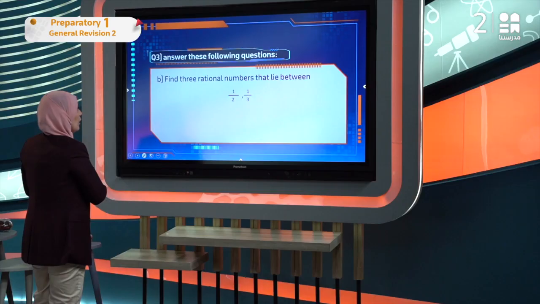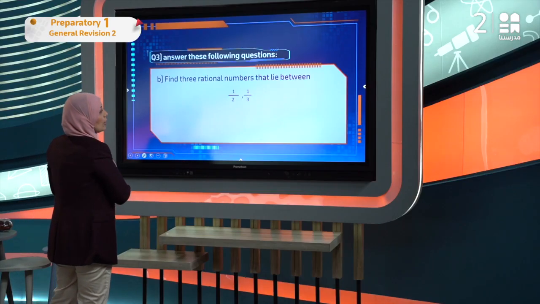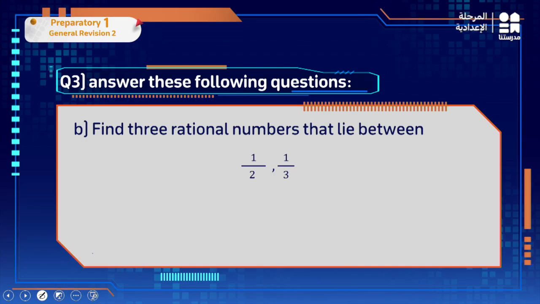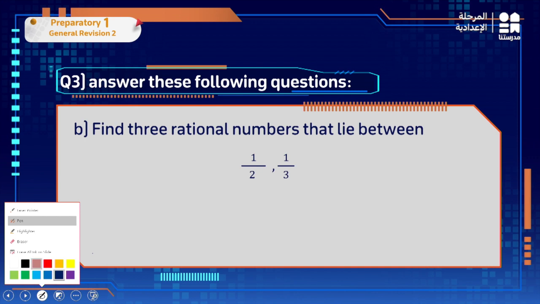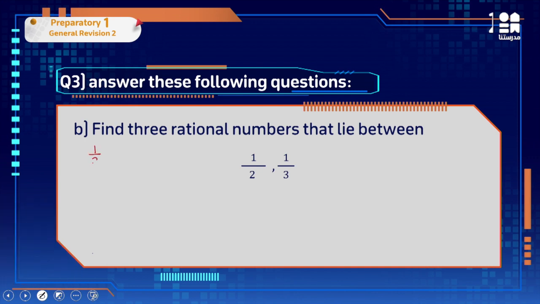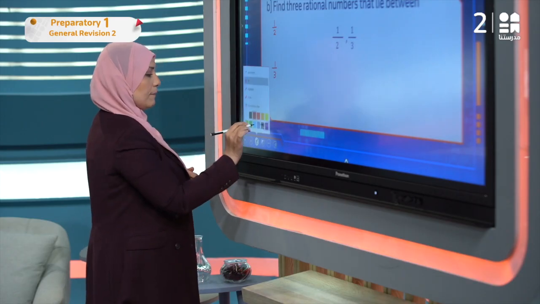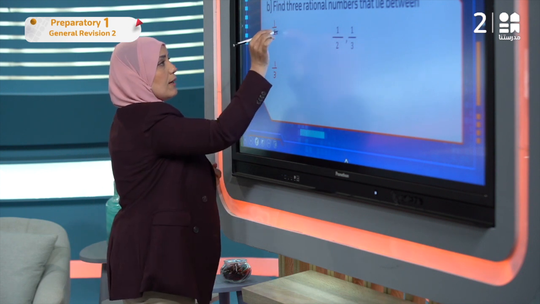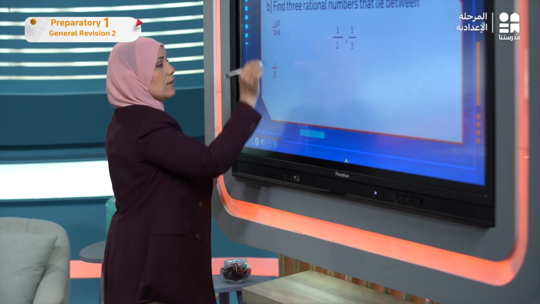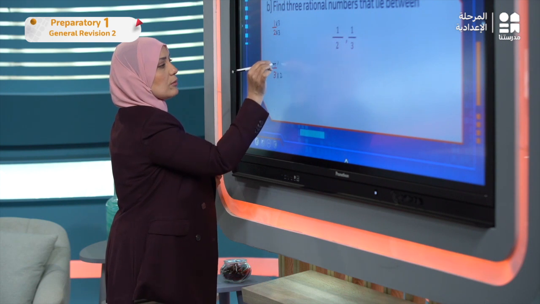B. Find 3 rational numbers that lie between half and 1/3. First of all, we have to make them the same denominator, okay? So here we have half and 1 over 3. How can we make them the same denominator? We are going to multiply here by 3 up and down, and here multiply by 2 up and down.